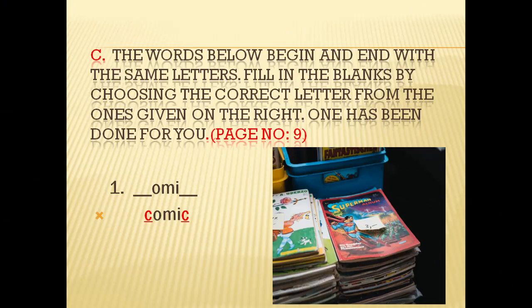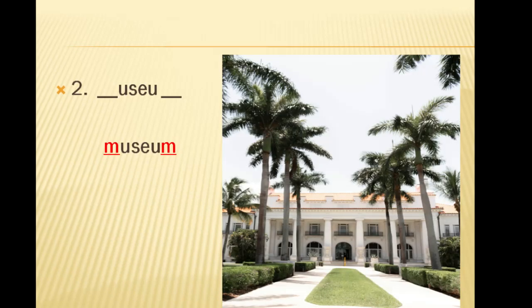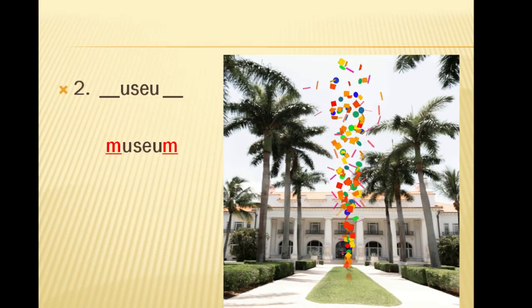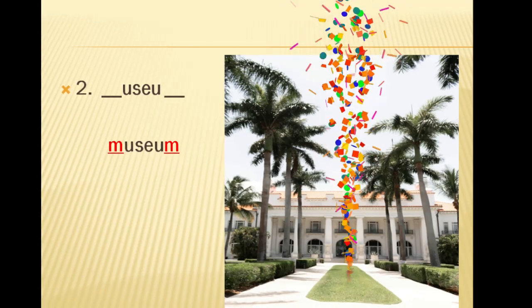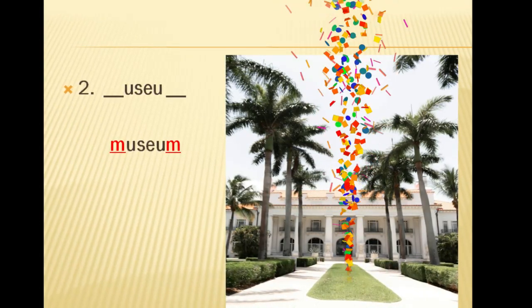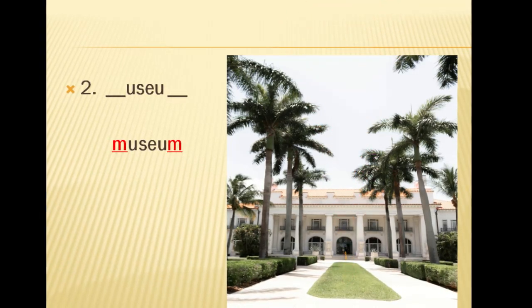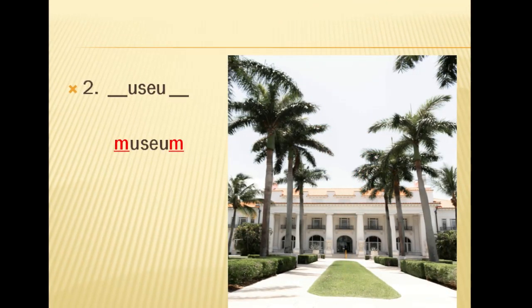Now page number 9, C part. The words below begin and end with the same letters. Fill in the blanks by choosing the correct letter from the ones given on the right. One has been done for you. The first one is given as comic. The first letter is C and the last letter is also C. The second one is dash U S E U dash M. If you write M at the beginning and at the end, then it will be museum.